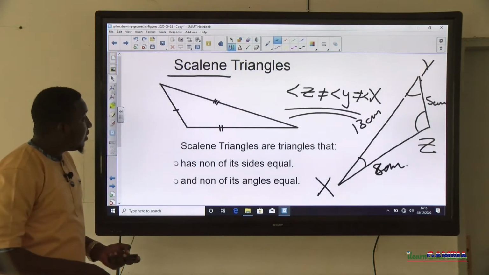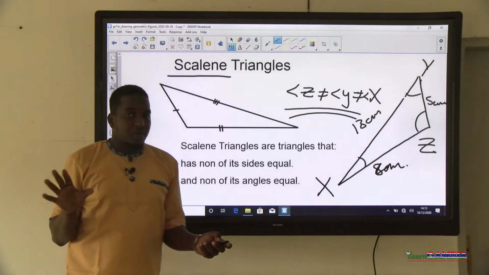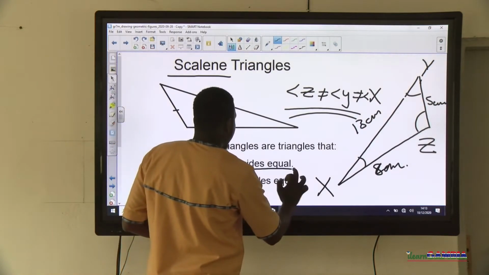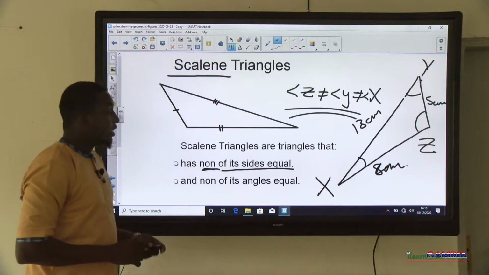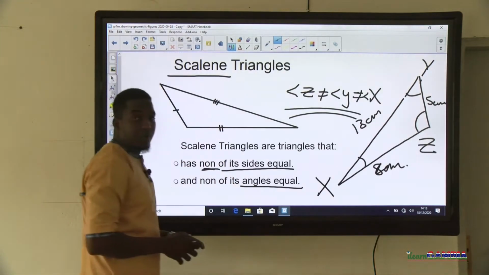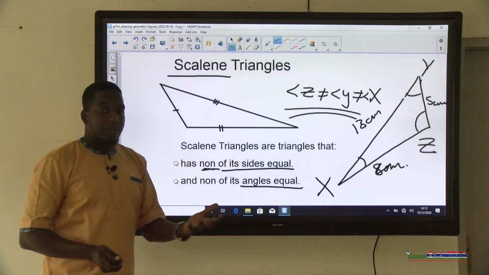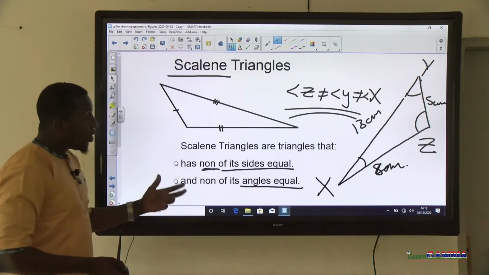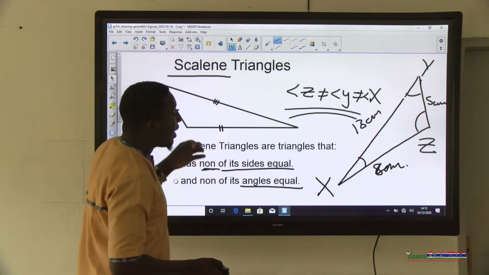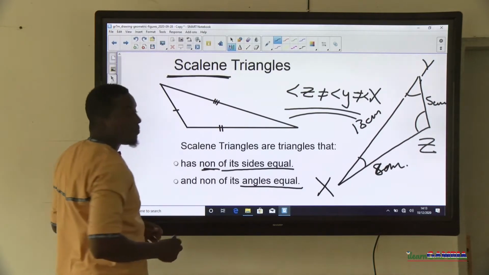Then the third one is the situation wherein we have none of the sides equal. Since none of the sides are equal, it is obvious that none of the angles are going to be equal either. So if you are given a triangle, even if it is not labeled, and you are able to measure all three sides and you realize that none of those sides are equal, you can conclude that that particular triangle is a scalene triangle.